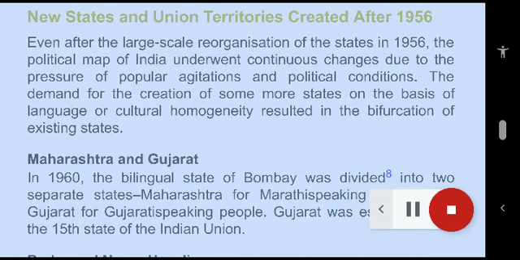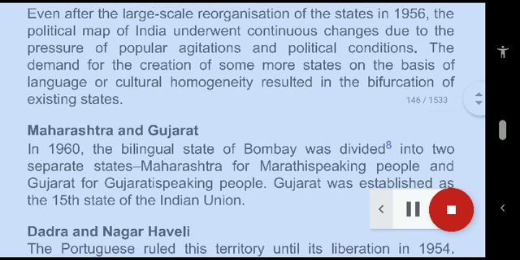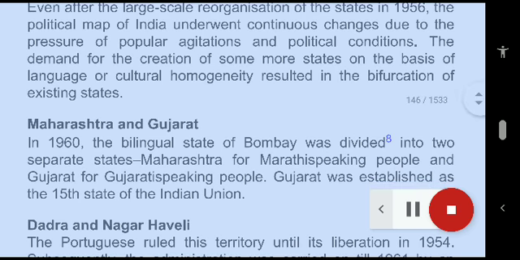New states and union territories created after 1956. Even after the large-scale reorganization of the states in 1956, the political map of India underwent continuous changes due to the pressure of popular agitations and political conditions. The demand for the creation of some more states on the basis of language or cultural homogeneity resulted in the bifurcation of existing states. Maharashtra and Gujarat. In 1960, the bilingual state of Bombay was divided into two separate states, Maharashtra for Marathi-speaking people and Gujarat for Gujarati-speaking people. Gujarat was established as the 15th state of the Indian Union.